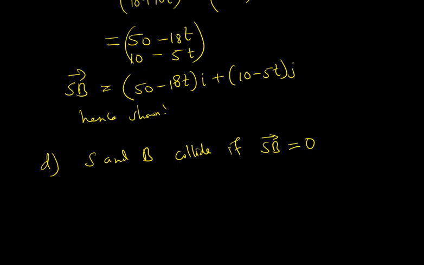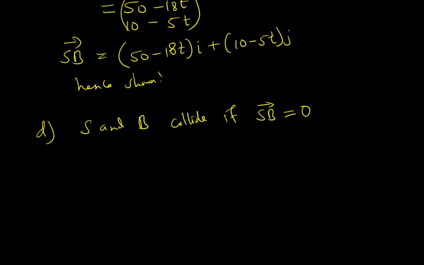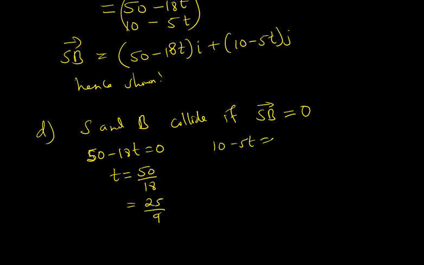Now for us to get a 0 vector, we can just say that both the i component and the j component are equal to 0. So if we set the i component and j component in SB to be 0, so that 50 minus 18t equal to 0, then we solve for t, which is going to give us 50 over 18, or simply 25 over 9. Then on the other hand, if we do 10 minus 5t equal to 0, this is going to give us t as equal to 2.